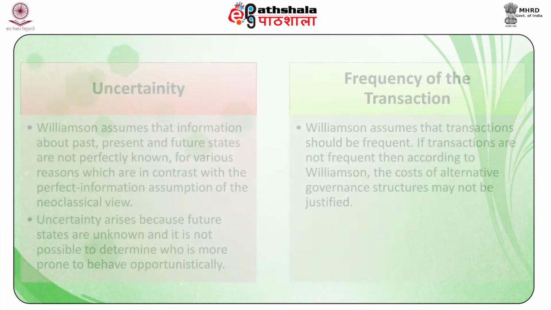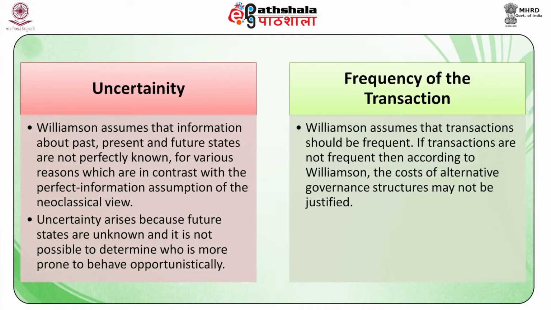Number 2, uncertainty. Williamson assumes that information about past, present and future states is not perfectly known for various reasons, which is in contrast with the perfect information assumption of the neoclassical view. Uncertainty arises because future states are unknown and it is not possible to determine who is more prone to behave opportunistically. Number 3, frequency of the transaction.